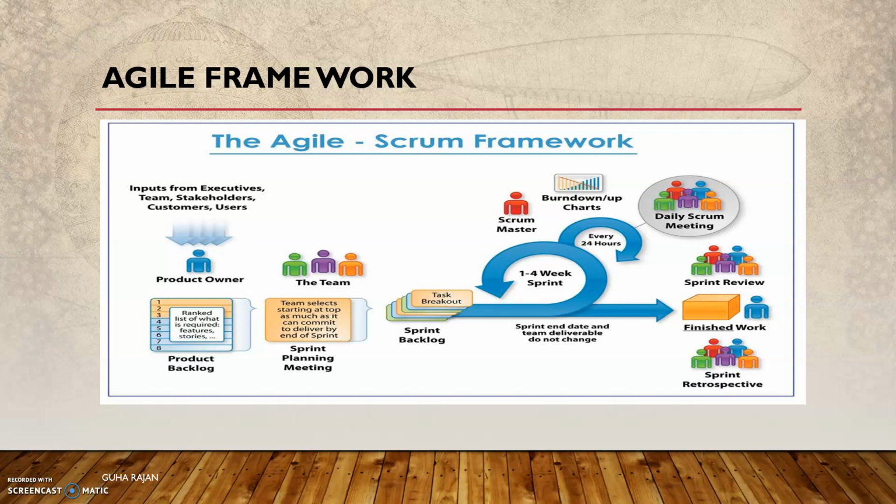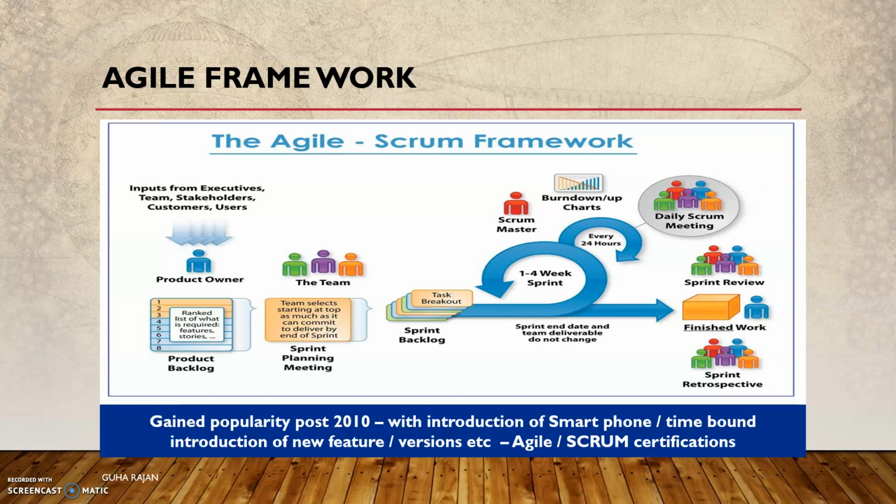This gained popularity post 2010 with the introduction of the smartphone, because if you look at the smartphone life cycle, it is just maybe 3-4 years. That's a generic statement. You can keep it for a longer time, but generally it's just 3-4 years. So time-bound releases need to happen, maybe on the software side or even the product as such. You need to keep releasing the new product. So the smartphone is an ideal example, or the laptop as well.